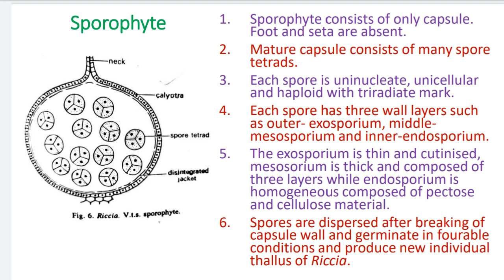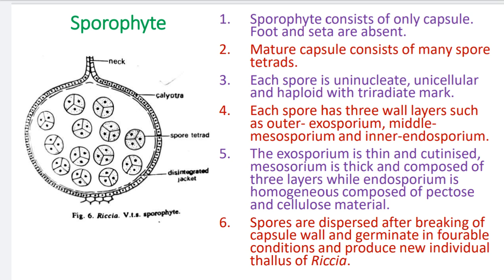Number 3, each spore is uninucleate. Each spore is uninucleate because it develops after meiosis. So these spores are the sexual spores, developed after sexual reproduction and after meiosis. Meiosis takes place in the zygotic nucleus, so these spores are uninucleate and haploid. Each spore is uninucleate, unicellular and haploid, with a triradiate mark on each spore.